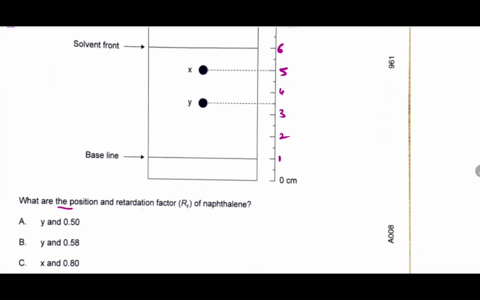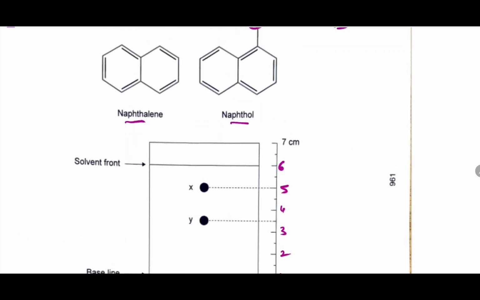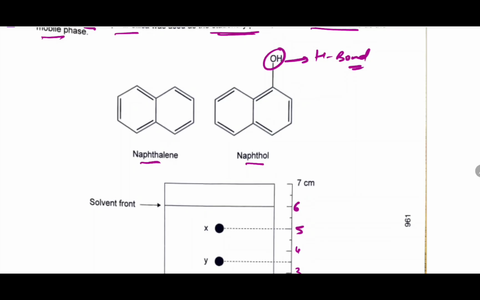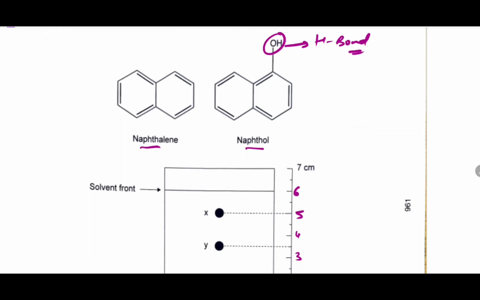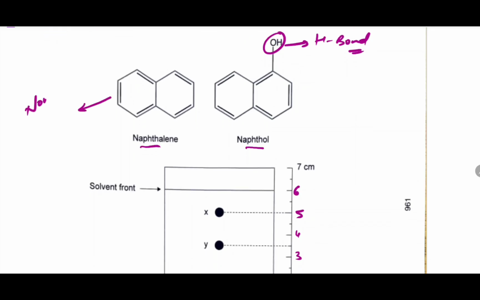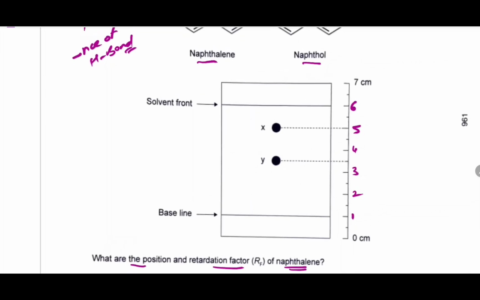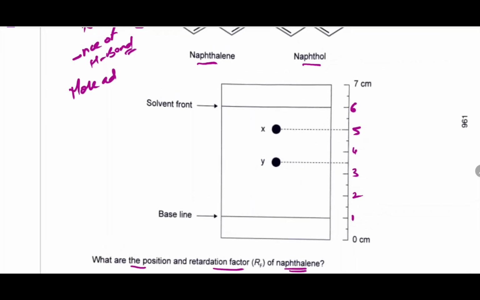What are the positions and the retardation factor of naphthalene? Now, if I see this structure, naphthalene has a non-polar structure without any hydrogen bond, whereas naphthol has a hydrogen bonded structure. Naphthalene, since it is non-polar and has an absence of hydrogen bond, no hydrogen bond could be formed, hence it will have more adsorption on the chromatographic paper. Adsorption, that is, it will move to a higher part on this chromatogram.